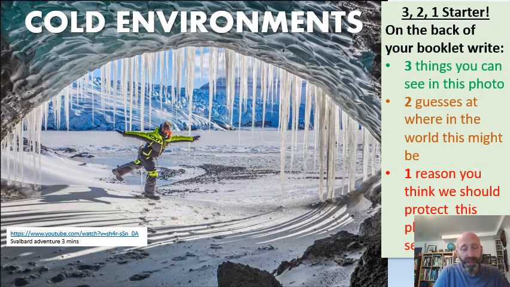The first thing I want you to think about is on the back of the booklet. Can you look at the picture? This is one of Miss Pedder's friends. What can you see in this picture? Can you make two guesses where this might be in the world, and give one reason why we should be protecting places like this? Why would these places be important to protect?